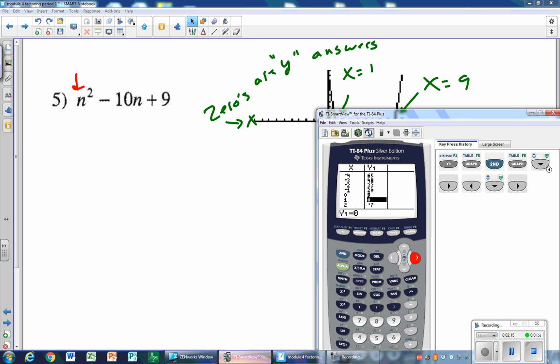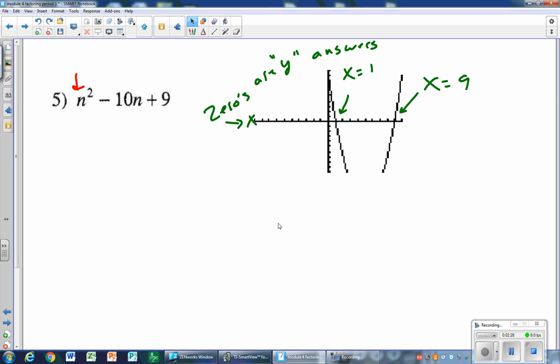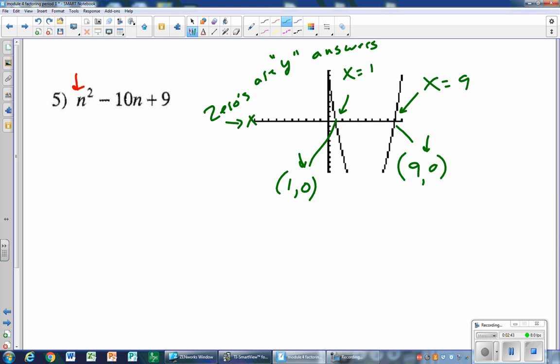So now that I know it's confirmed that one of the zeros is positive 1, I'm going to confirm that the other 0 is positive 9, and there it is. That means that the point here is 1, 0, and the point there is 9, 0. That's why they're called zeros, because in the y spot location, it is a 0.